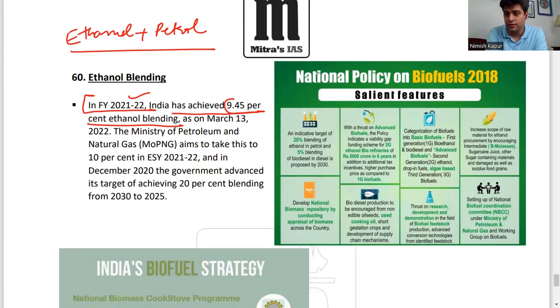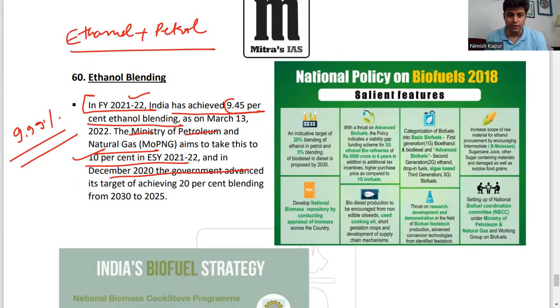Hence, India's foreign exchange bill is extremely high. So firstly, ethanol blending will help decrease that. And secondly, there are so many crops which are not edible, but they can be used to produce ethanol. Ethanol blending is done by the Ministry of Petroleum and Natural Gas, and they aim to take this to 10%, as I told you. As on date, which is 13th of April, it is 9.99% in petrol, which has been listed in the news today. We're not talking about diesel right now.